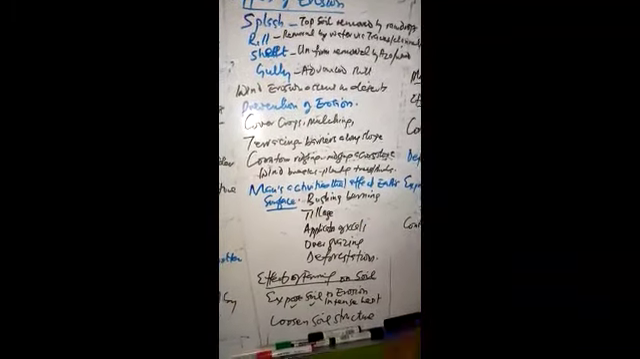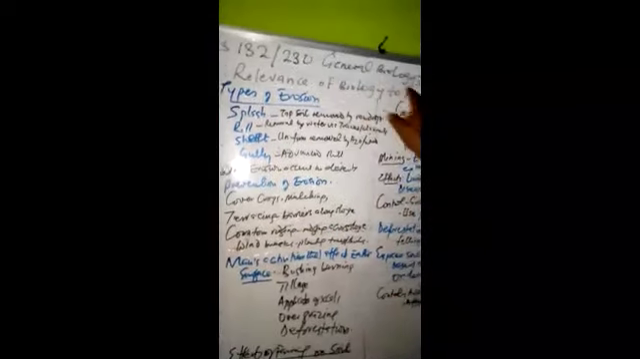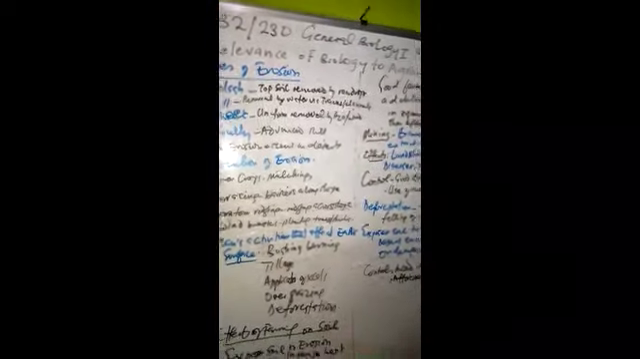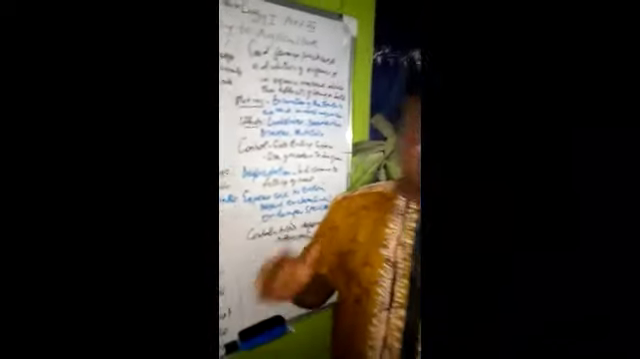The topic is relevance of biology to agriculture. A lot of activities of man affect the earth's surface.